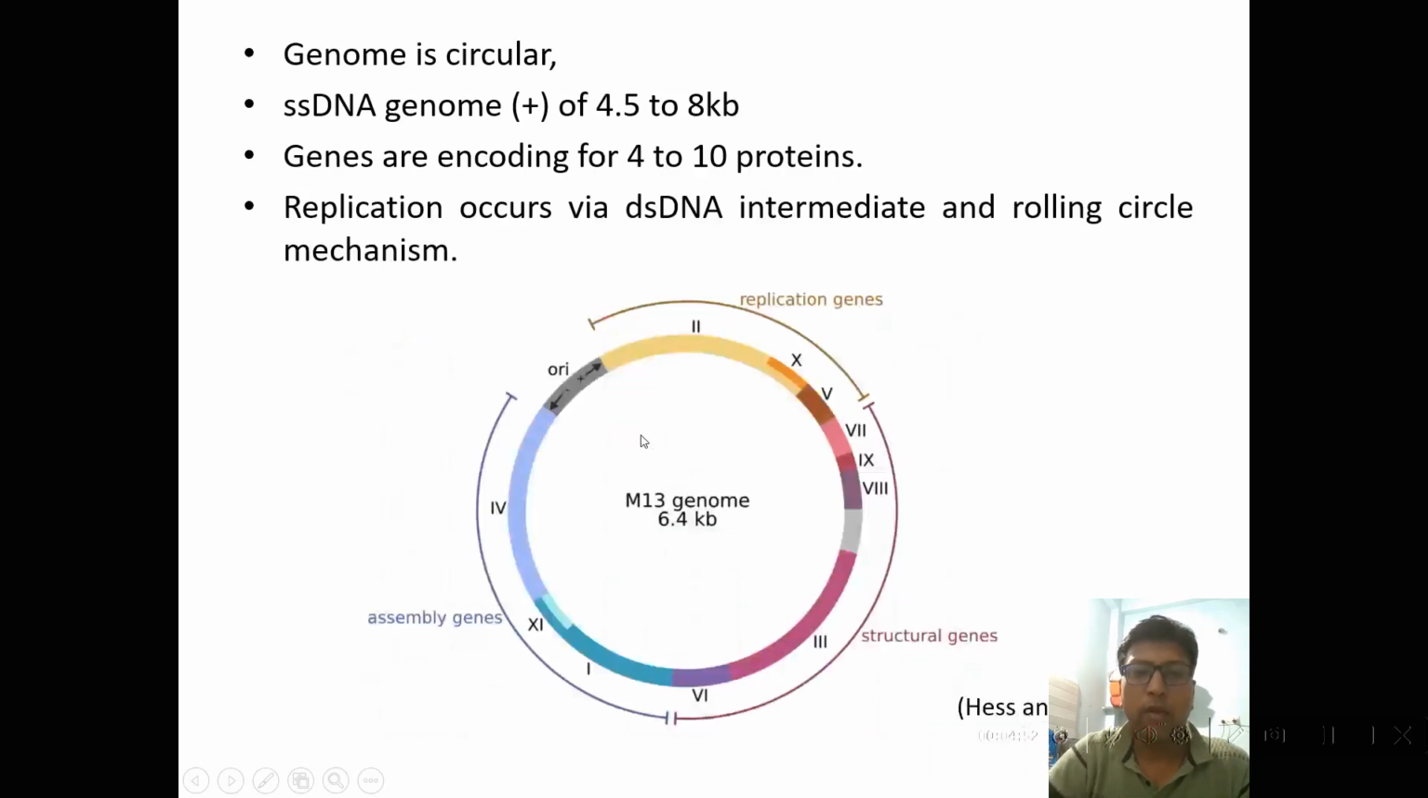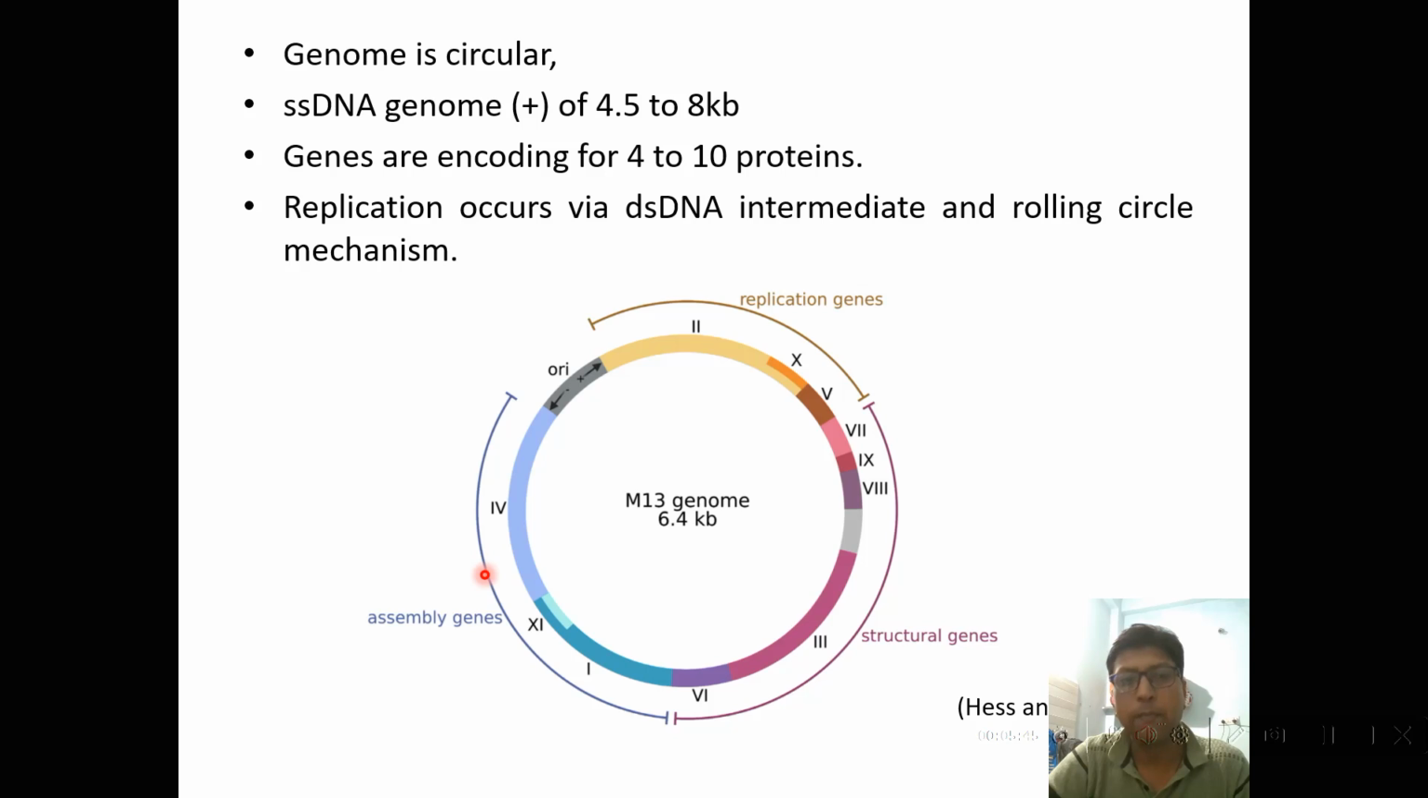The genome size of M13 is about 6.4 kilobases, and it is divided into three different domains. The first is the replication gene domain, which is responsible for translating different enzymes responsible for the replication of our phage particle. Second is the structural genes, which are responsible for translating different peptides helpful for the synthesis of capsomeres. And third are the assembly genes, which are not structural proteins but are useful during the packaging of the phages.